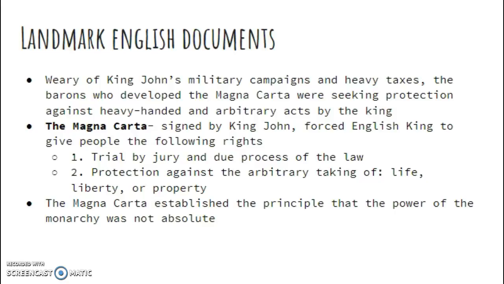And essentially with the Magna Carta, again, signed by King John, this forced the English king to give people the following rights. Because, again, he was not doing that. First, trial by jury and due process of law. And then second, protection against the arbitrary taking of life, liberty, or property. So again, arbitrary meaning impulse, just doing it at whim. The Magna Carta established the principle that the power of the monarchy was not absolute, and that they did have to give people certain rights.